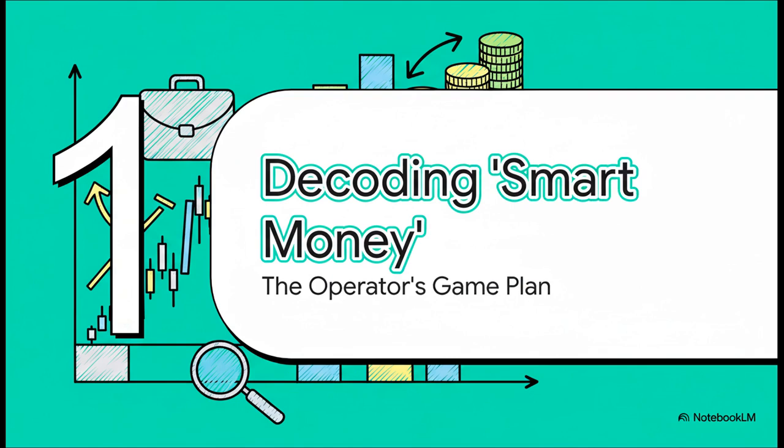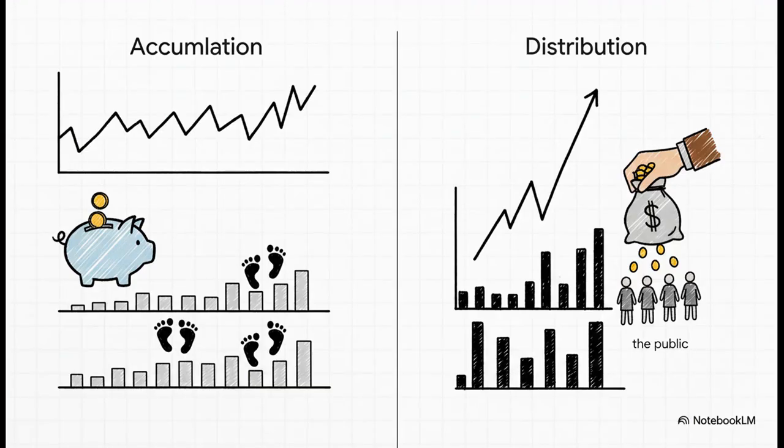If we want to succeed, we have to get inside the head of that composite operator. You can think of their game plan as a simple 2-act play. Act 1 is accumulation. They are quietly buying everything up when prices are low and everyone else is panicking. Act 2 is distribution. After they've pushed the price way up, they sell all those assets to an excited, euphoric public right at the top. But here's the secret. They can't hide these moves. They leave behind massive footprints, not just in the price, but most importantly, in the trading volume.